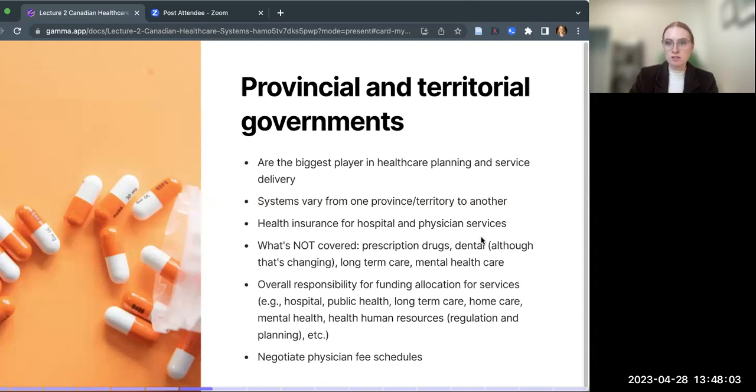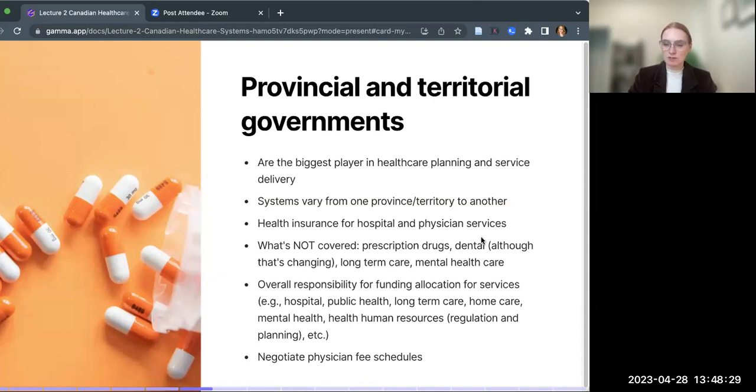So the health insurance they're required to cover for everyone who lives in the province is hospital and physician services. And what's not covered under the universal health insurance is things like some prescription drugs, dental care, although that's not completely black and white and it's slowly changing. Things like long-term care and mental health care. So not to say that none of these are covered at all, but if you walk into a hospital, I mean, all of us know this, and you have a broken leg, you shouldn't have to pay for that.